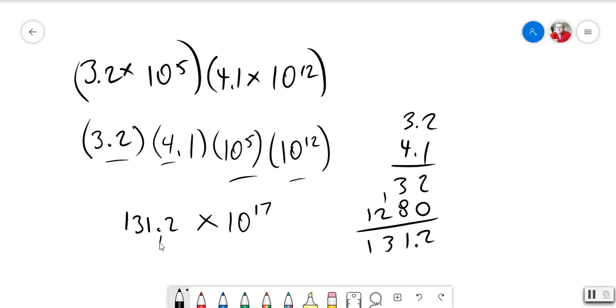I got to take this to the left. That's another Beyonce problem. And make it 1.312. And if I go to the left, which means I'm dividing it, I have to increase this exponent by the same number of places. I went left 2 places, so this goes up. So remember, when I go left, that goes up. If I go right, that goes down. So the final answer for this is 1.312 times 10 to the 19th power.